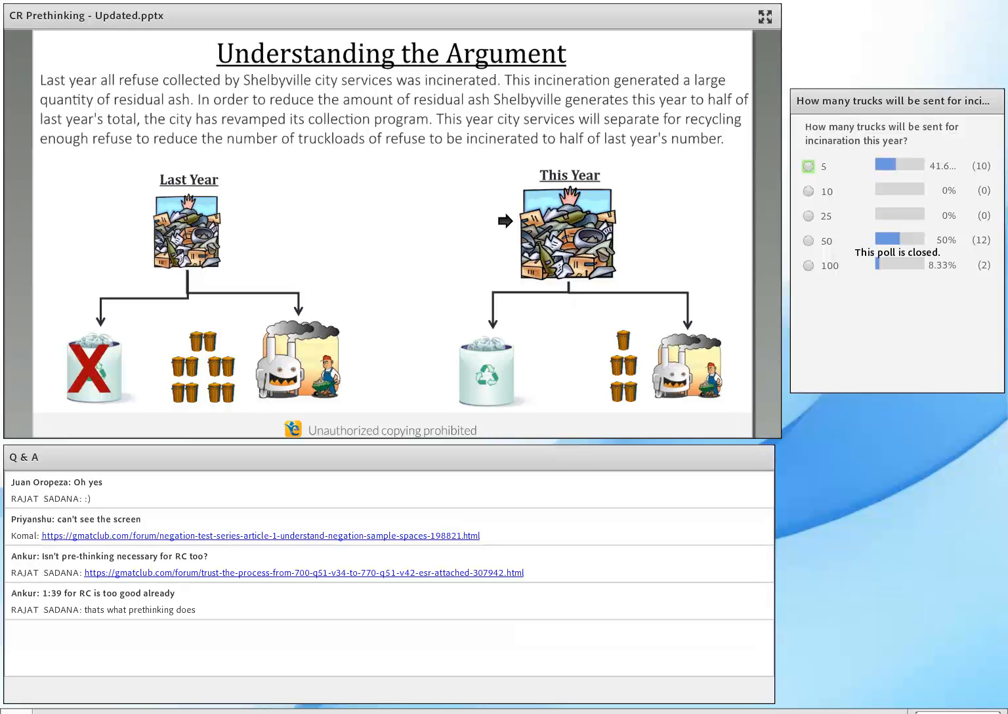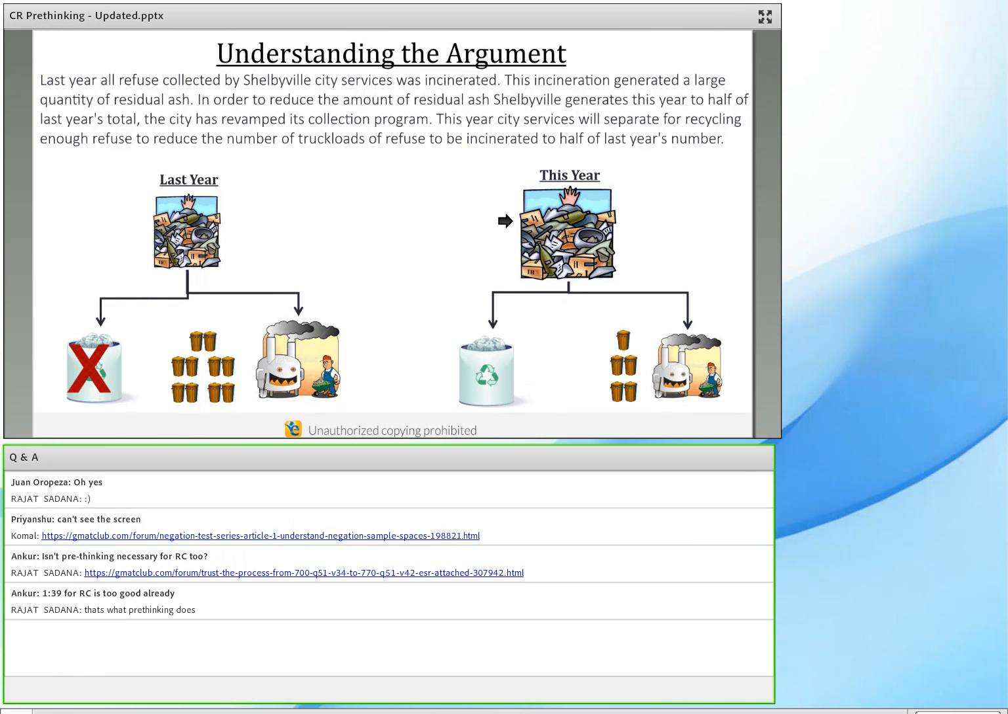We end the poll. We broadcast the results. Half of you said 50, but 40% of you said 5, and many of you actually switched from 50 to 5. I'm glad that you guys switched because the correct answer is 5. Even if you collect 10 times as much refuse, and read the argument over here to get this.